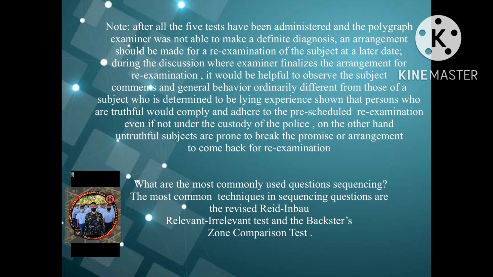Note, after all the five tests have been administered and the polygraph examiner was not able to make a definite diagnosis, an arrangement should be made for a re-examination of the subject at a later date. During the discussion where the examiner finalizes the arrangement for re-examination, it would be helpful to observe the subject's comments and general behavior, ordinarily different from those of a subject who is determined to be lying.